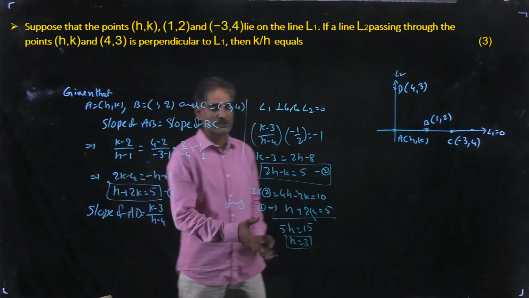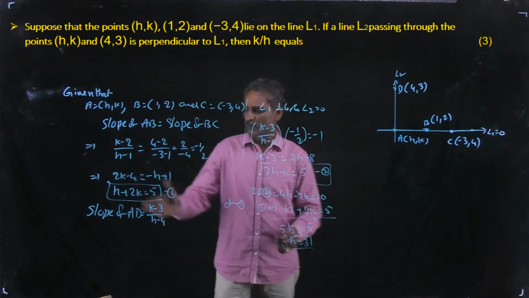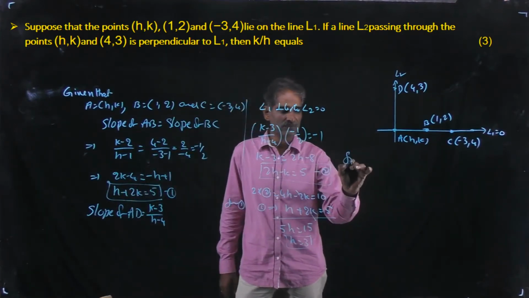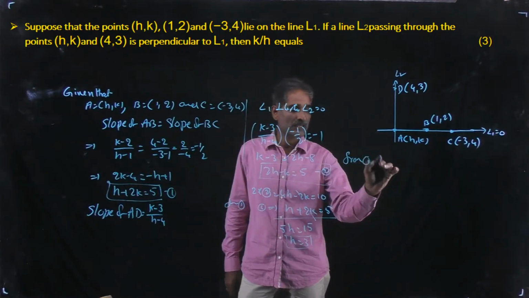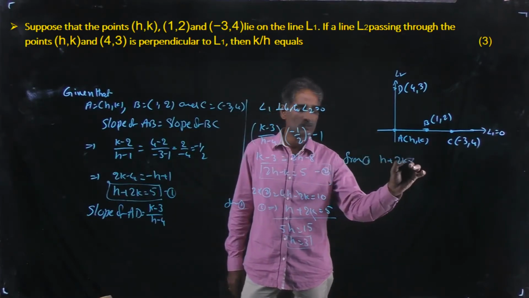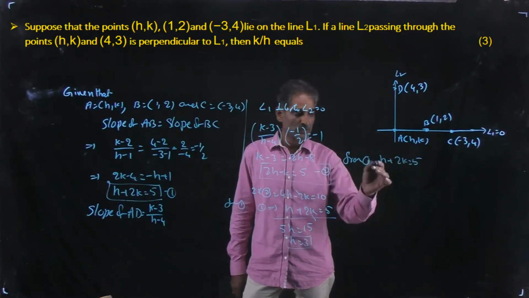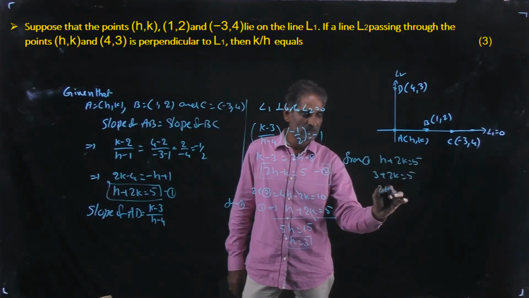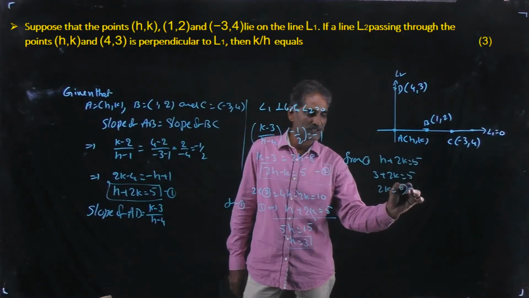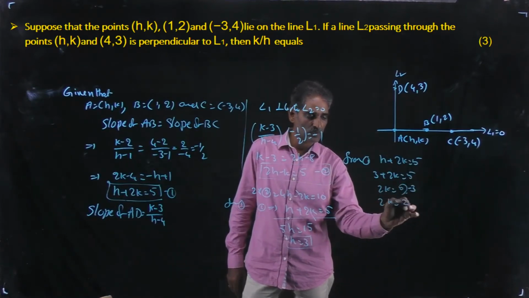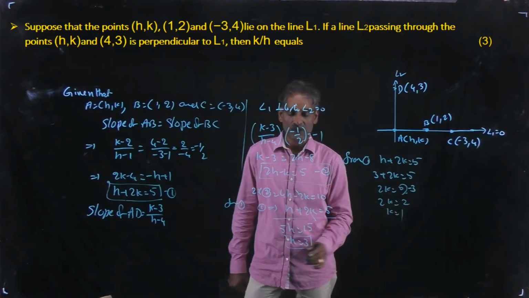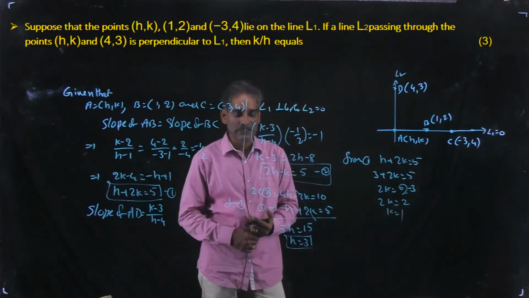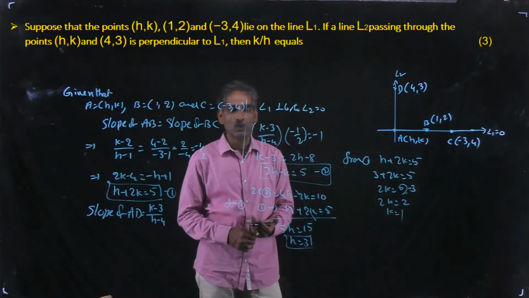Now substitute h equal to 3 in any equation. So substitute in equation 1. h plus 2k is equal to 5. h equal to 3, so 3 plus 2k is equal to 5. 2k is equal to 5 minus 3. 2k is equal to 2. k is equal to 1. Now the value of k by h is equal to 1 by 3.